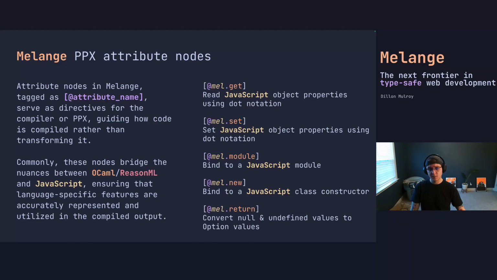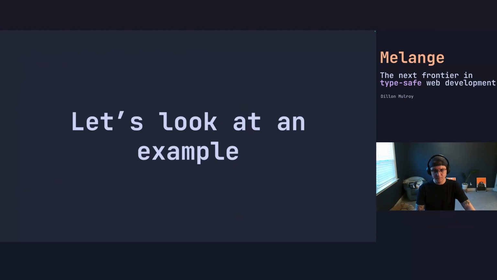So some examples of PPX attributes, and these lists are not exhaustive. I would encourage you to go check out the Melange docs for a full list, but we have mel.get, so that's going to let us do JavaScript dot notation on objects, and set. We have mel.module, so this is going to help us write bindings for import statements to CommonJS or ES6 modules. We have the mel.new attribute, which is going to let us bind to class constructors. And personally, my favorite is mel.return. So for binding to a JavaScript function that can return null or undefined, we can annotate it with mel.return to automatically wrap that null or undefined value in an option, allowing us to have better type safety at runtime.